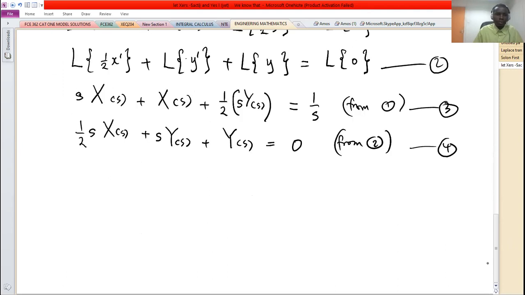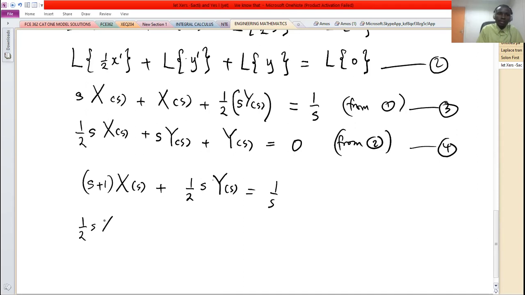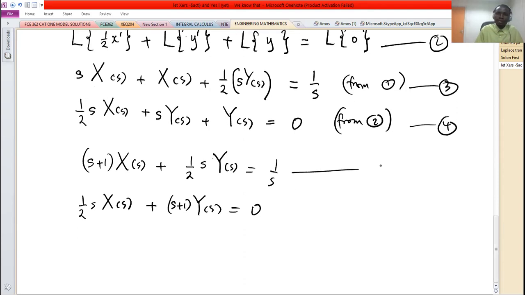Now, from 3, we can put this together so that I have s plus 1 times capital X of s, plus a half s times capital Y of s, equals 1 over s. And then a half s X of s plus s plus 1 times capital Y of s equals 0. Let's call this one 5, and this one 6.